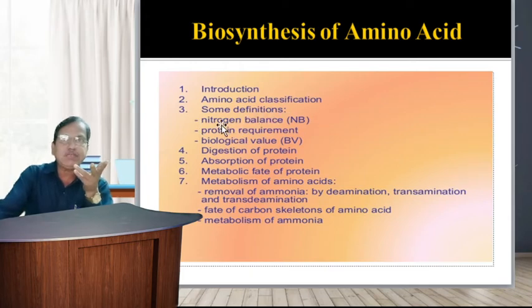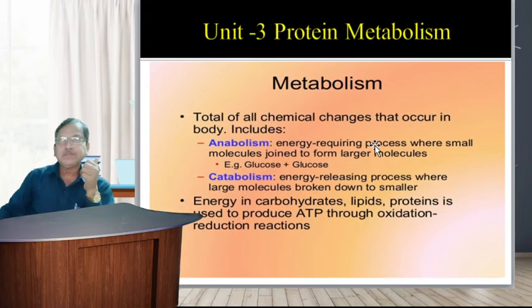That is amino acid classification, some definitions, nitrogen balance, protein requirements, biological value, digestion of protein, absorption of protein, metabolic rate of protein, metabolism of amino acids, as well as all kinds of processes: removal of ammonia by deamination, transamination, and transdeamination, fate of the carbon skeleton of amino acids, metabolism of ammonia. All these processes take place in the protein metabolism chapters.